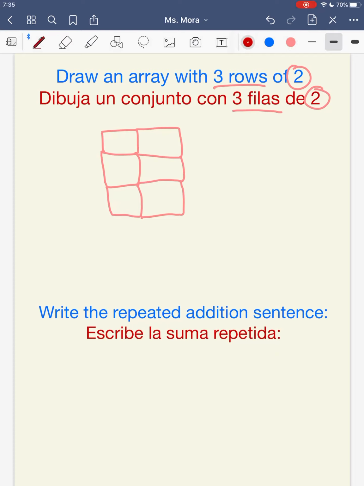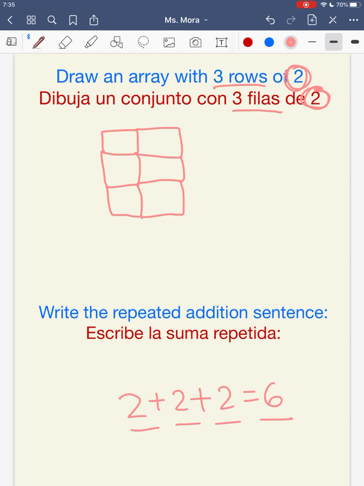Okay, aquí está mi primer fila de 2, la segunda fila de 2 y la tercera fila de 2. Y eso es todo. And then my repeated addition sentence down below, because I'm talking about rows of 2, my addition sentence is going to be 2 plus 2 plus 2 equals 6. Okay? Como estoy hablando de filas de 2, la suma repetida es 2 más 2 más 2 es igual a 6.